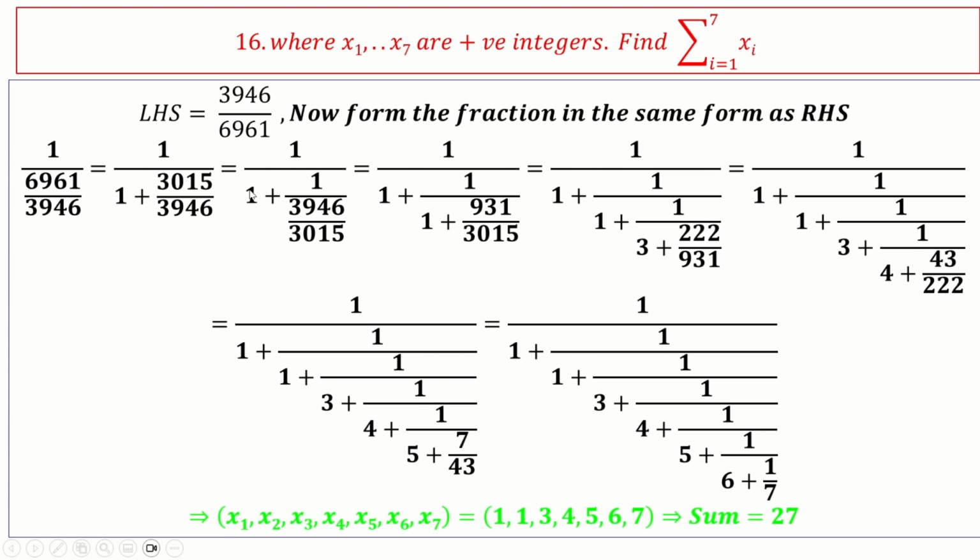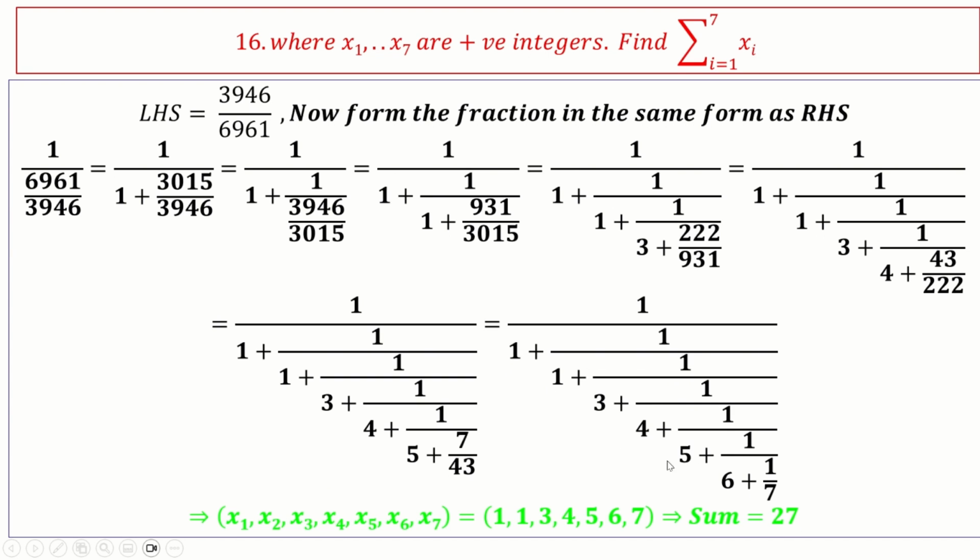And again I will write it as 1 plus, and reverse it. Reciprocal I take, and then again write this reciprocal 3946 as 1 plus 931 by 3015. Now again this one I will take reciprocal and write it as 3 plus 222 divided by 931. Again this I take as reciprocal and write it as 4 plus 43 by T2. So similarly keep doing it. This is the final fraction you get: 1 by 1 plus 1 by 1 plus 1 by 3 plus 1 by 4 plus 1 by 5 plus 1 by 6 plus 1 by 7.